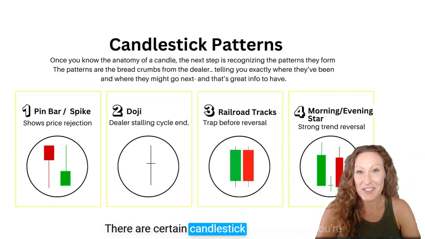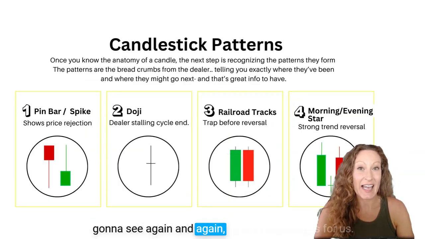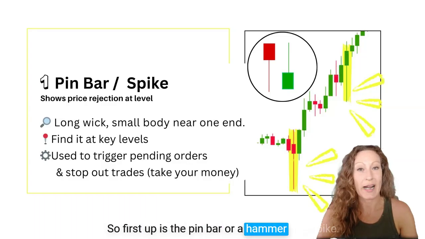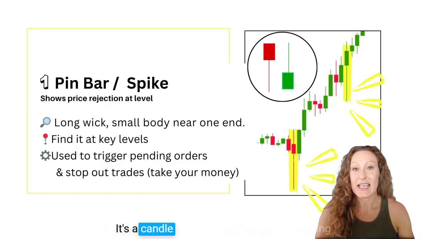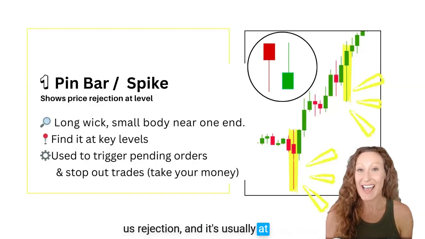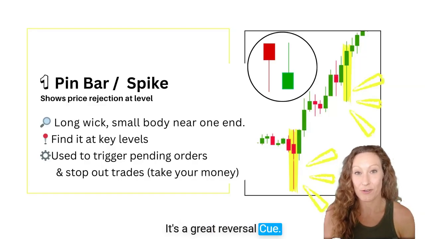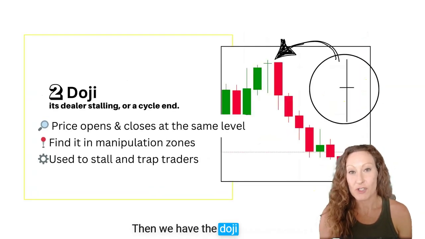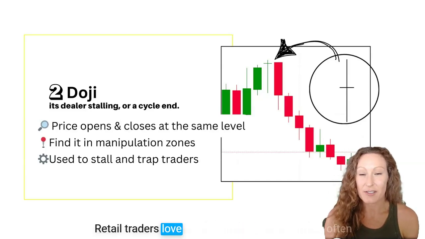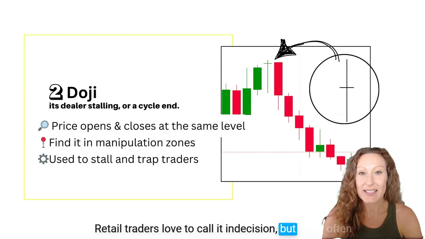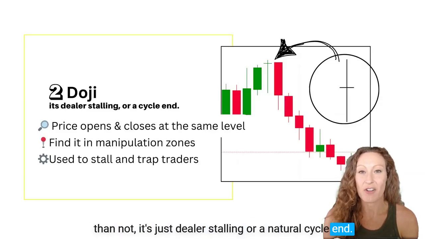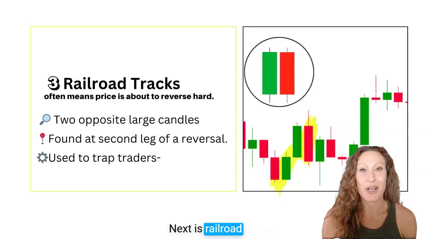There are certain candlestick patterns that you're going to see again and again, and they are clues for us. So first up is the pin bar, or a hammer, or a spike. It's a candle with a long wick, which is showing us rejection, and it's usually at a key level. It's a great reversal cue. Then we have the Doji, where the open and the close are about the same. Retail traders love to call it indecision, but more often than not, it's just dealer stalling or a natural cycle end.